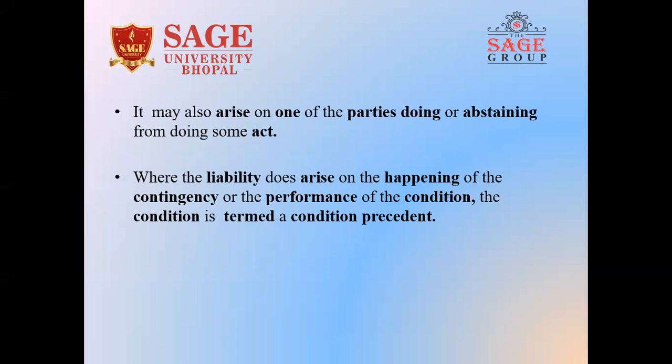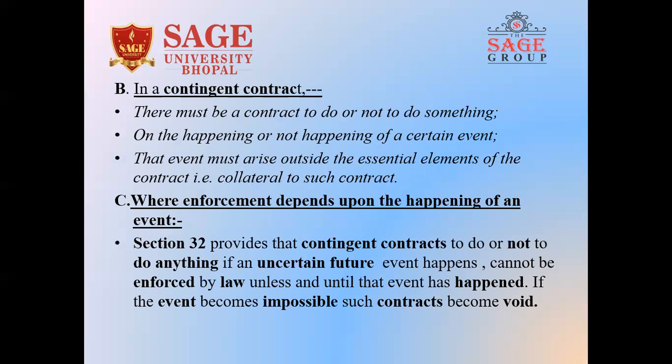It may also arise on one of the parties doing or abstaining from doing some act. Where the liability does arise on the happening of the contingency or the performance of the condition, it is termed a condition precedent. In a contingent contract, there must be a contract to do or not to do something on the happening or not happening of a certain event. That event must arise outside the essential elements of the contract, that is, collateral to such contract.